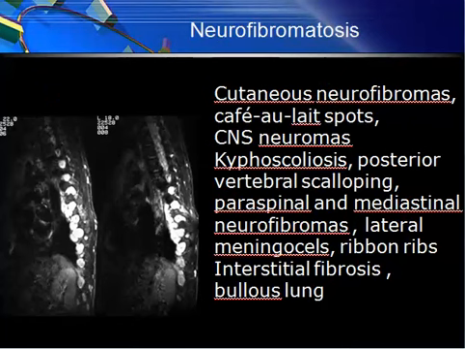Neurofibromatosis is another entity in which we can have CNS neuromas and cafe au lait spots and small superficial tumors, neuromas, kyphoscoliosis, posterior vertebral scalloping, paraspinal and mediastinal neurofibromas, lateral meningoceles, ribbon ribs, interstitial fibrosis, and bullous lung. Here you find wide intervertebral foramina with multiple CNS neuromas.